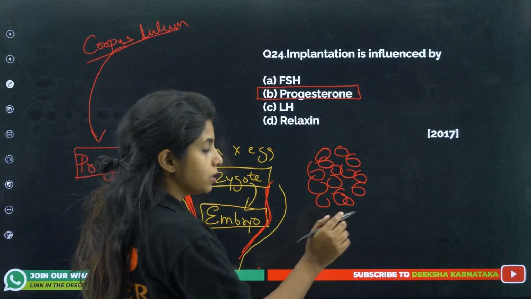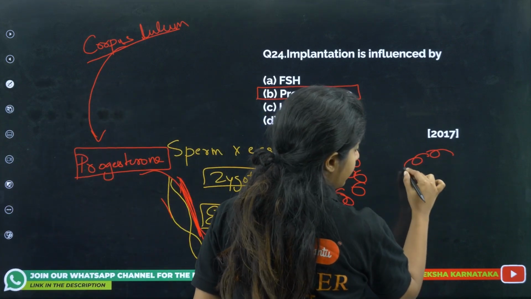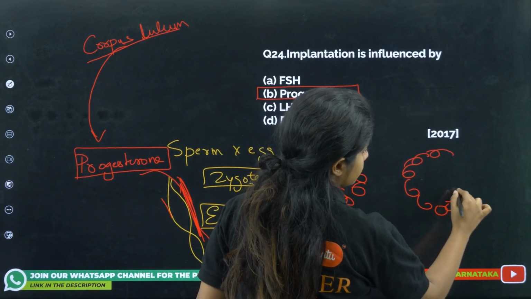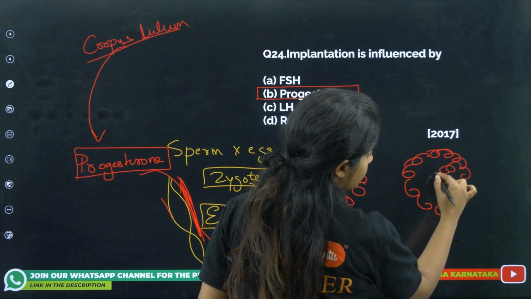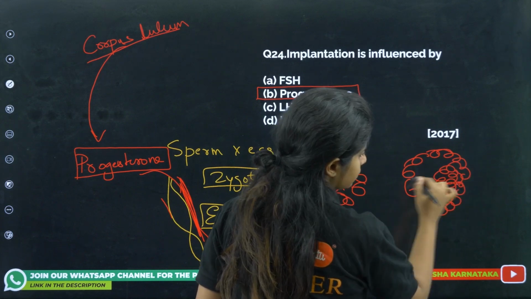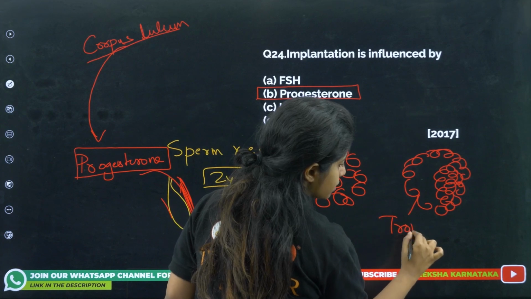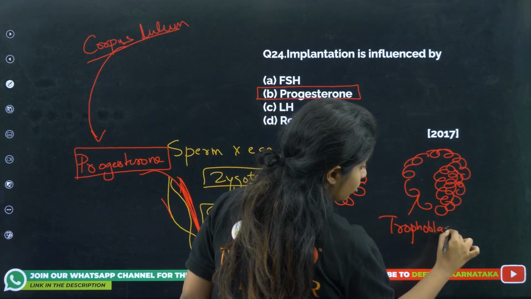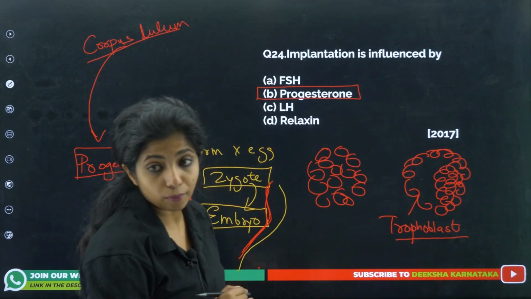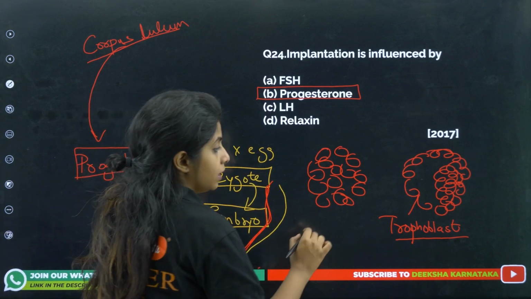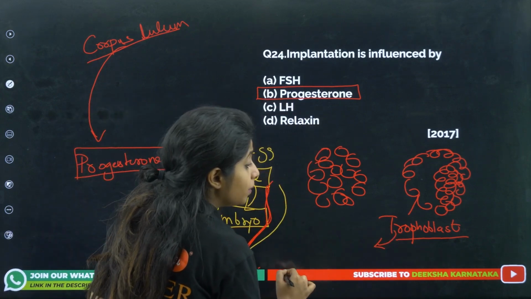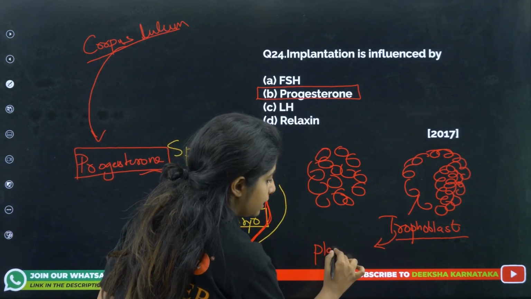In the blastocyst, there will be an outer layer like this, and there will be an inner layer like this. The outer layer is known as the trophoblast, and the trophoblast will be the one responsible for the formation of the placenta.